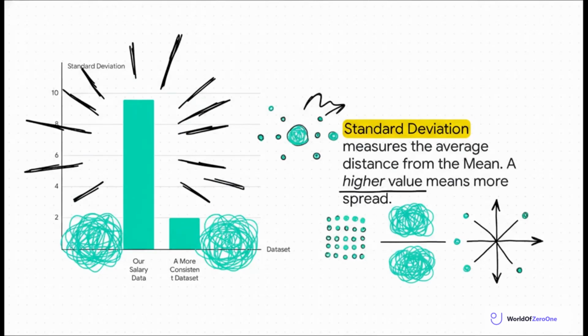For a more powerful measure, though, we use standard deviation. You can think of it as the average distance of any given data point from the mean. And you can see here our salary data has a really high standard deviation of 9.6. That just confirms what we already suspected. The data is super spread out. A more consistent data set where salaries were all close together would have a much lower value, something like 2.0.